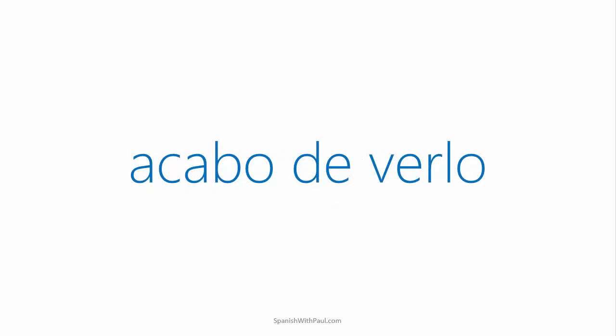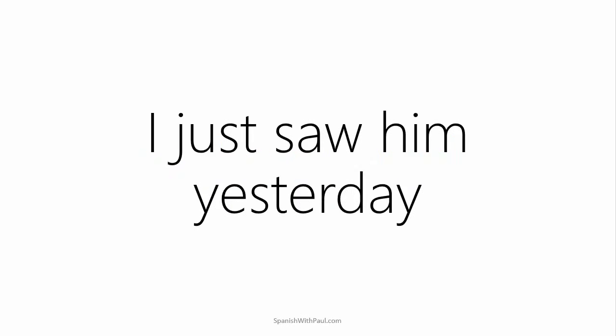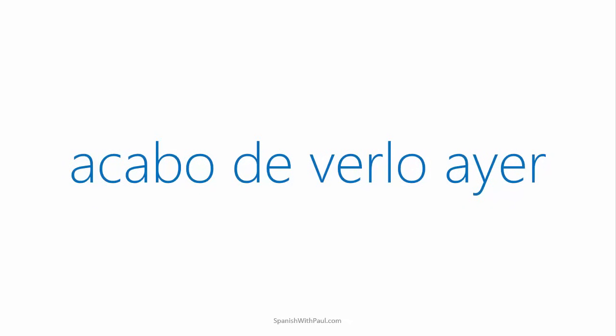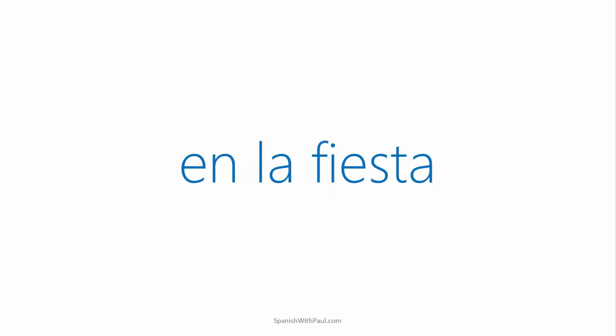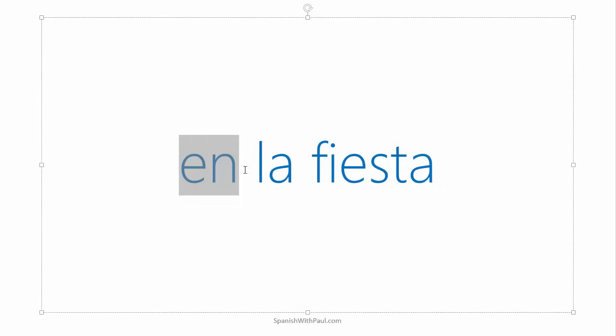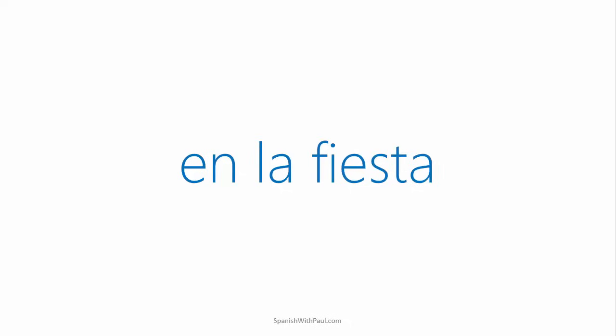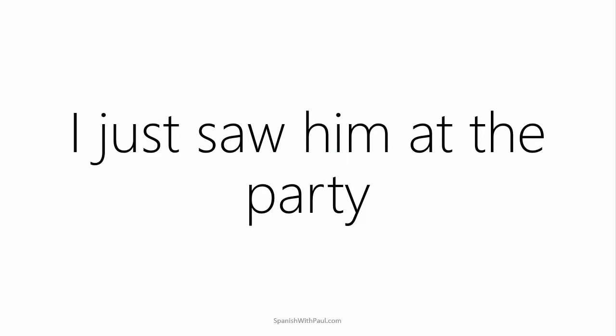How would you say, I just saw him? Acabo de verlo. I just saw him yesterday. Acabo de verlo ayer. To say at the party, in Spanish it would be in the party. It would be en la fiesta. So instead of saying at here, they say in the party. En la, and this is fi, followed by esta. Fiesta is the party. En la fiesta. Now try to say, I just saw him at the party.